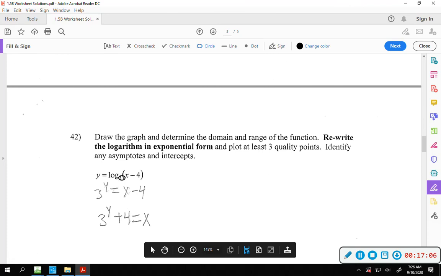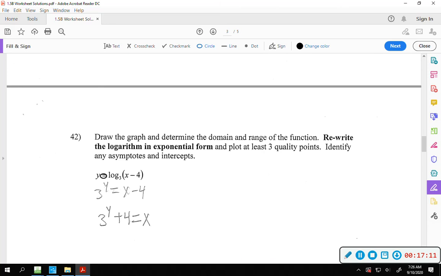The base is 3, so I'm going to take 3 raised to the y on this side and 3 raised to the log base 3 on this side. I'll end up with 3 raised to the y, but over here, 3 raised to a log base 3 are inverse functions. They undo each other. So I just end up with the argument. If you want to, you can just remember that the little number's the base, logarithm equals exponent, so base raised to the exponent is always set equal to the argument.